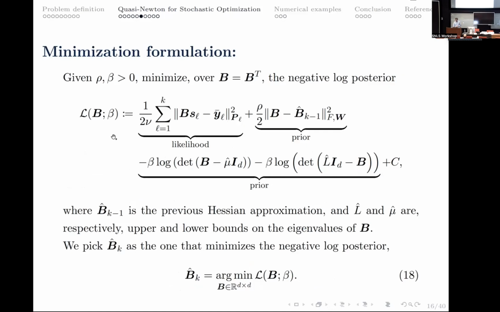So here is the negative log posterior as we built, defined over this space of symmetric matrices, where we also include these constants, rho and beta, strictly positive, which we use to weight the two terms of the prior, right? This proximality term and the log barriers. Now, as I said before, we will pick this B hat here, our Hessian estimate, to be used as a preconditioner, as the one that minimizes this function, sorry.